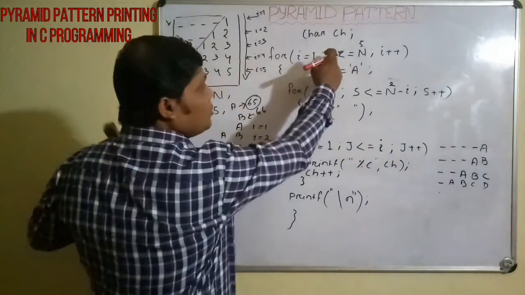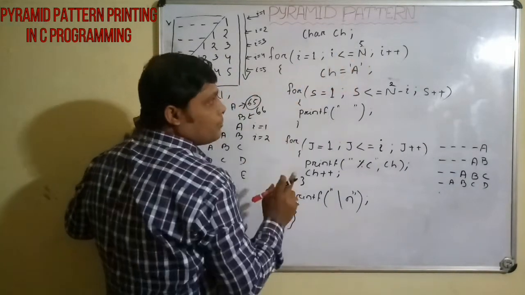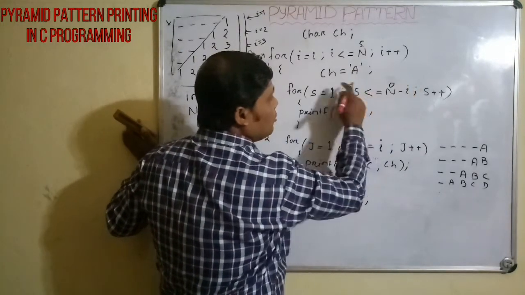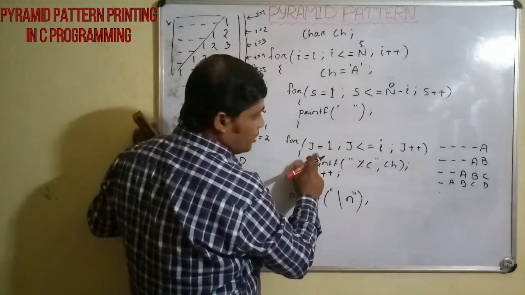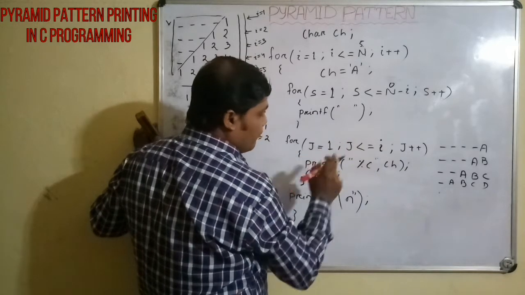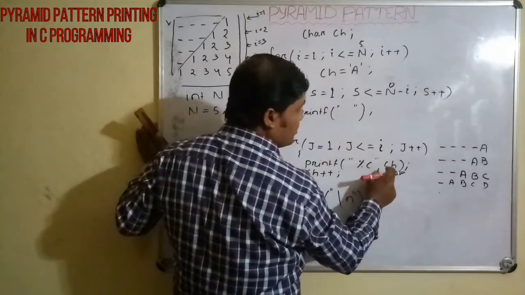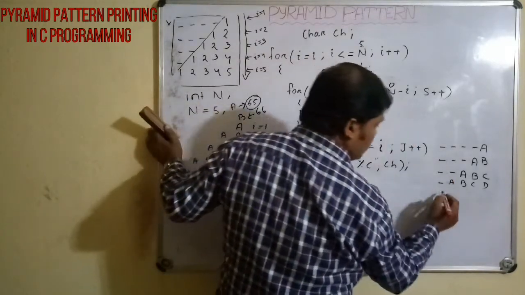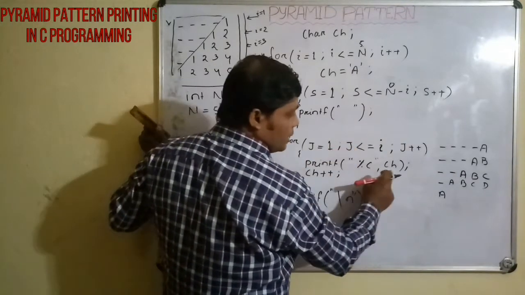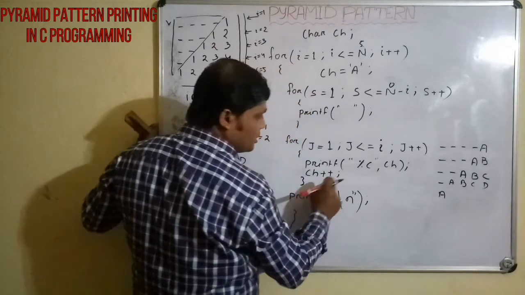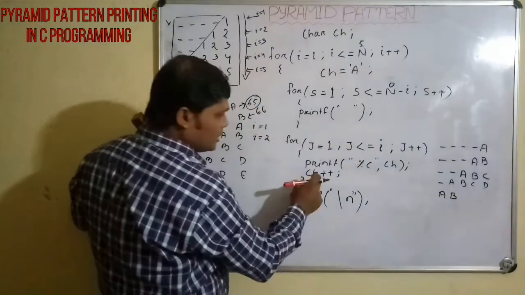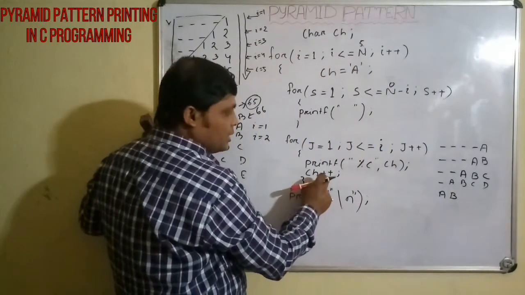And for the last line, just consider when I value is 5. Then 5 less than equal to 5. Yes. 5 minus 5, this will be 0. It will not work. It will not give any space. Come to here. J equal to 1, J less than equal to 5. So it will work for 1, 2, 3, 4, 5. CH value is assigned to A again. So it will be first time A. Then CH plus plus, J value is 2. Then it will print CH. Now CH value is plus plus, A plus plus means 66, that is B. So it will print B. Then CH plus plus, CH value will be C.